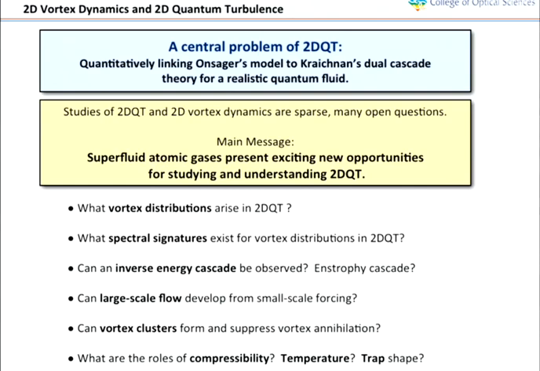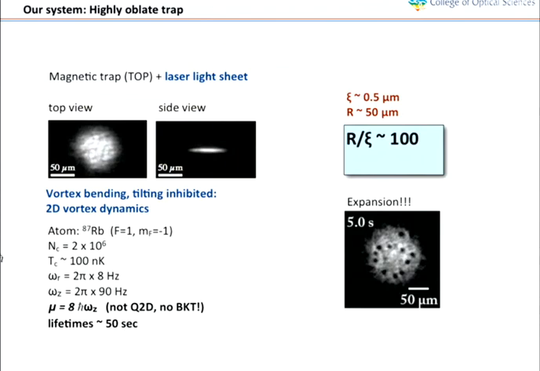Can vortex clusters develop in correspondence with what Onsager was talking about? And what are the roles of compressibility and temperature and trap shape and so on? Okay, so we've started some experiments along these lines to try to start to answer some of these questions. And the system that we've got in my lab in Arizona involves a highly oblate condensate.